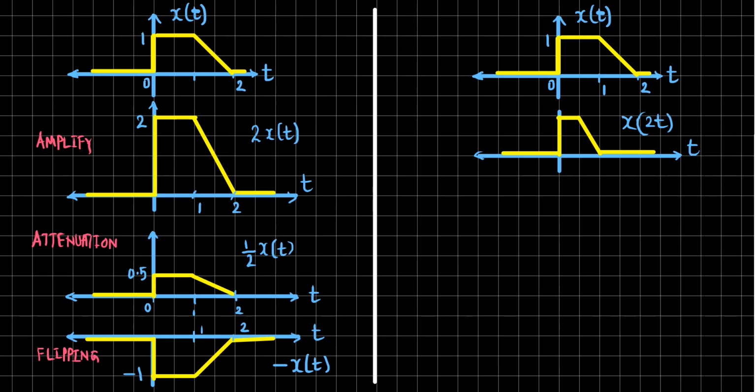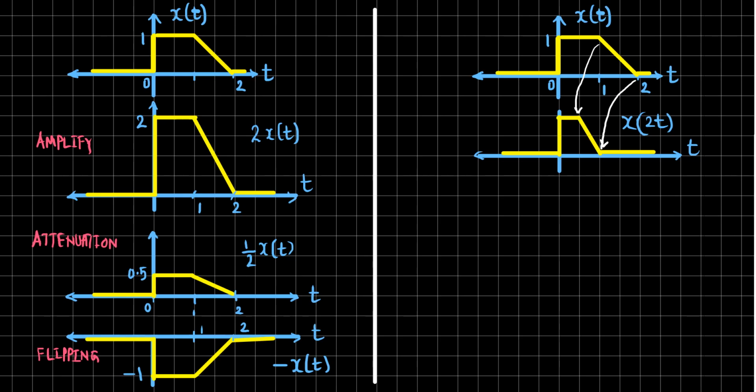You may verify this by inserting different values of t. For example, the signal that is present in the original graph at 2 is present in the new signal at position 1. For example, this value is present here. This signal is now present here. So the overall signal is being compressed along the independent axis. This compression can be expressed as x of 2t.